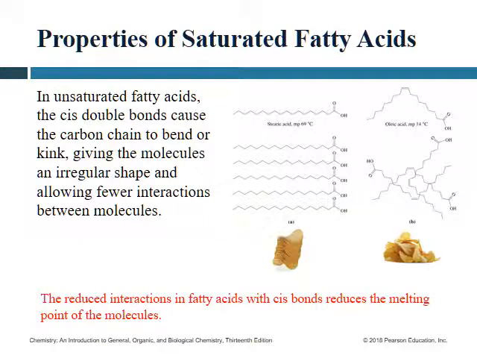Compare the structure of the saturated fatty acid with the unsaturated fatty acid. This is an unsaturated fatty acid, right? So in an unsaturated fatty acid, because of the presence of the cis double bond, the carbon chain is going to bend or kink like this. It's not a straight line anymore, right? And because of this kink, the shape of this unsaturated fatty acid is normally irregular.